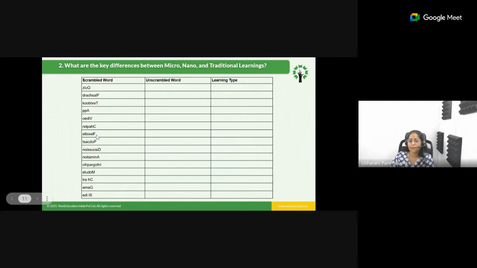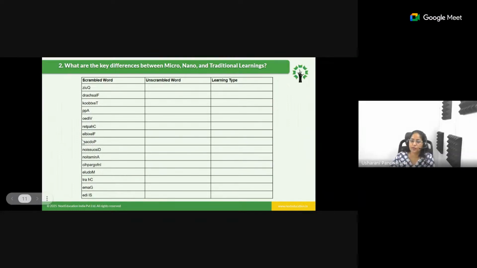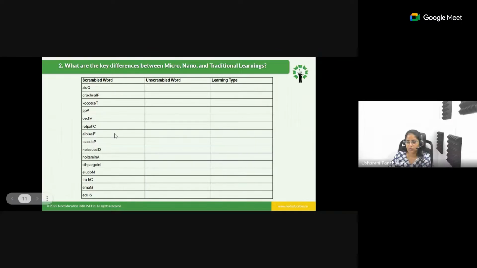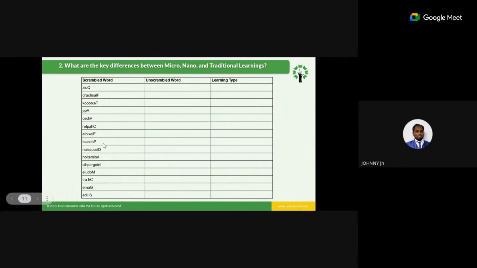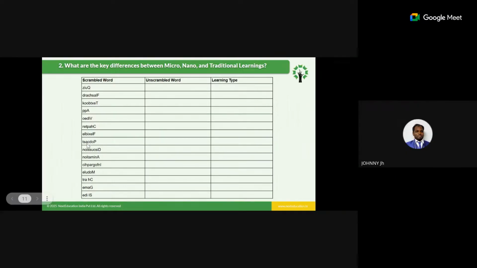What about this? Flexible. So where do we use this? It's not a resource actually, but it is a feature. Both nano and micro, right? And yes, you can use it in all three of them. Podcast. Podcast can be nano.